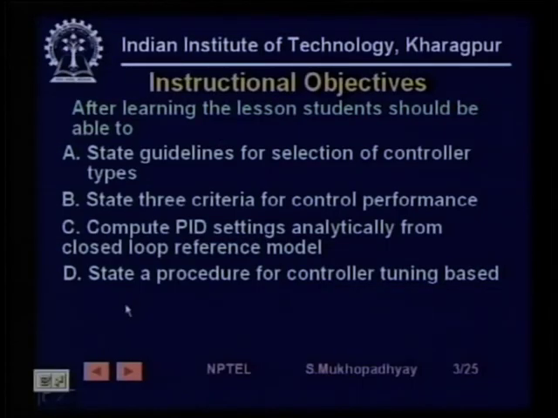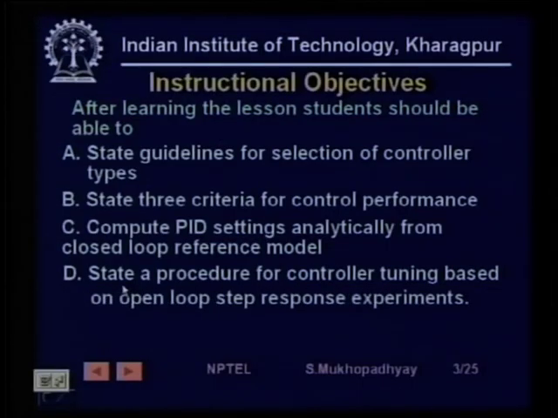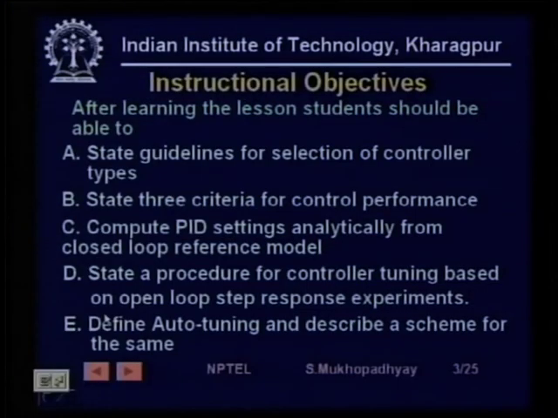and in some cases where exact solution is not possible, because a reference model may not be available, we sometimes set controller parameter settings based on experimental data, and there are two basic approaches. One is an open loop approach, which is based on step response. So, you should be able to state a procedure for doing that, and the other one is for closed loop. So, that one also you should be able to do.